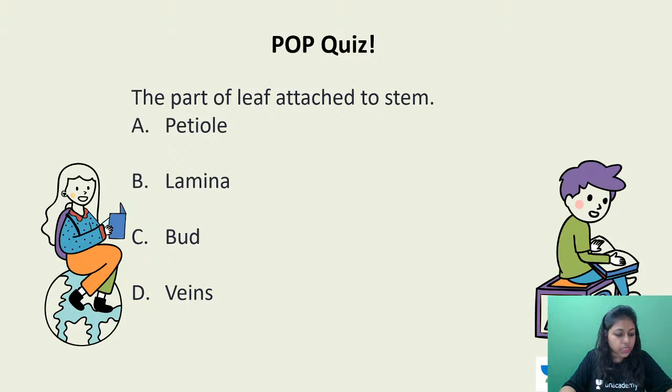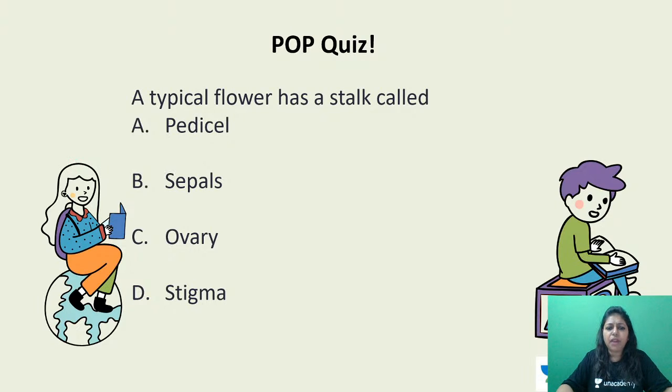Now quickly answer the question if you see all of them. The part of the leaf which is attached to the stem, what do we call it? We call it a petiole, lamina, bud, or veins? Quickly let me know. The part of the leaf which is attached to the stem is called petiole. Right you are. And the typical flower has a stalk. What do we call that stalk, the part with which it is attached to the stem? We call it a pedicel. We will be talking about flower now.